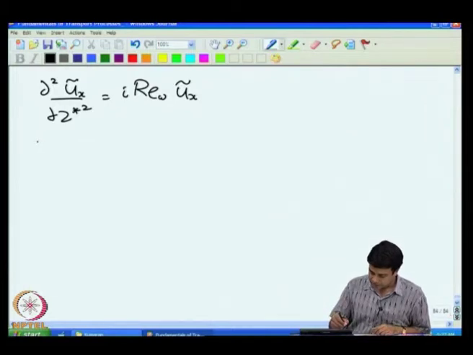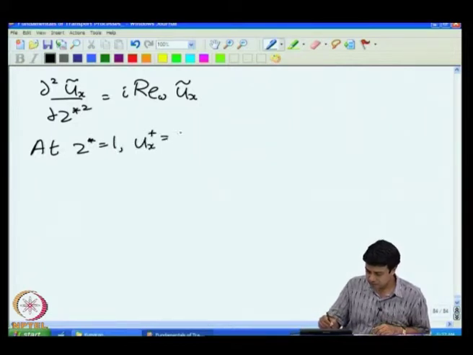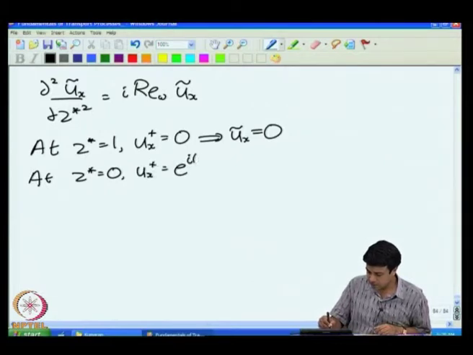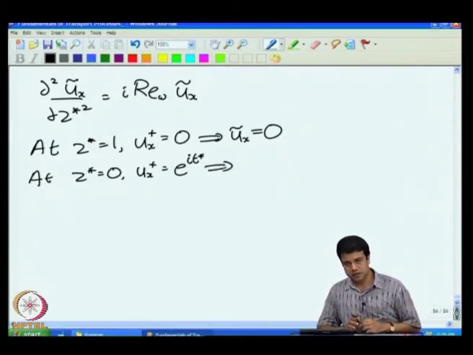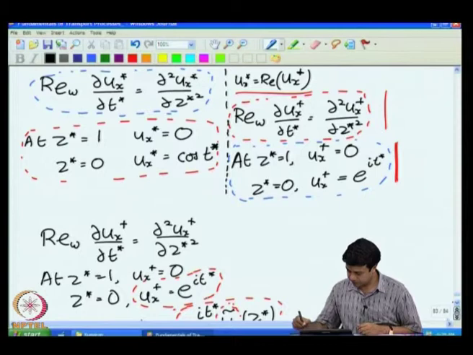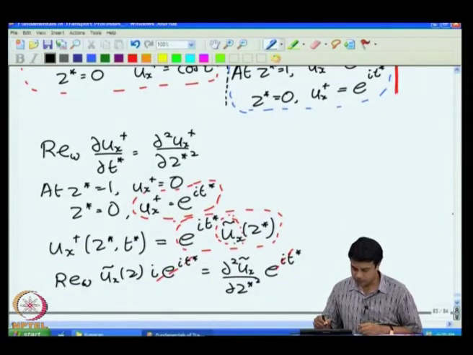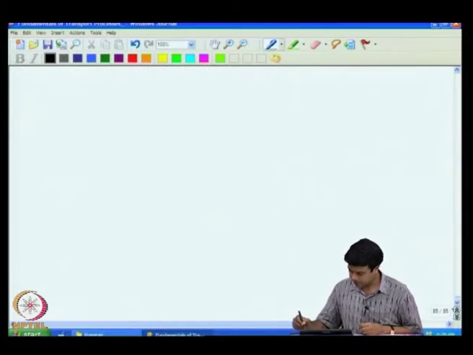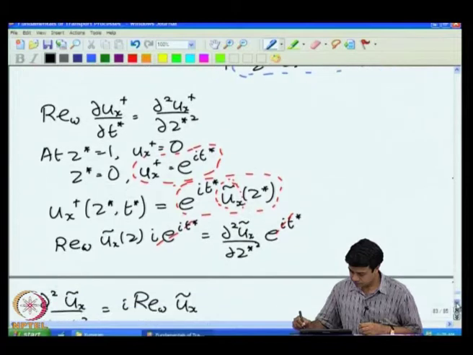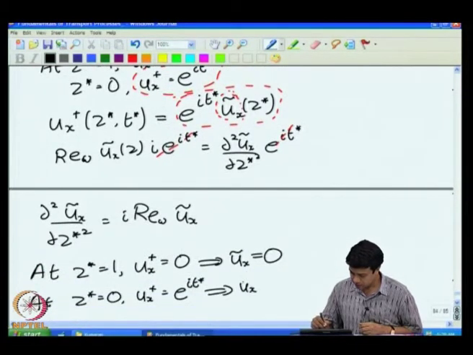What about boundary conditions? At z star is equal to 1, u x plus was equal to 0, which implies that u x tilde is also equal to 0. At z star is equal to 0, u x plus was equal to e power i t star. Since u x plus is equal to e power i t star into u x tilde, therefore, u x tilde will be equal to 1.